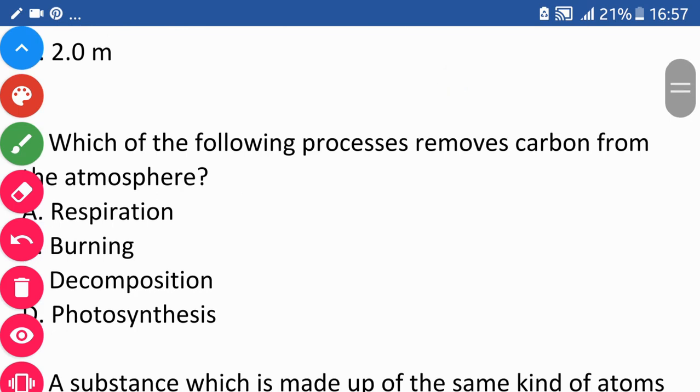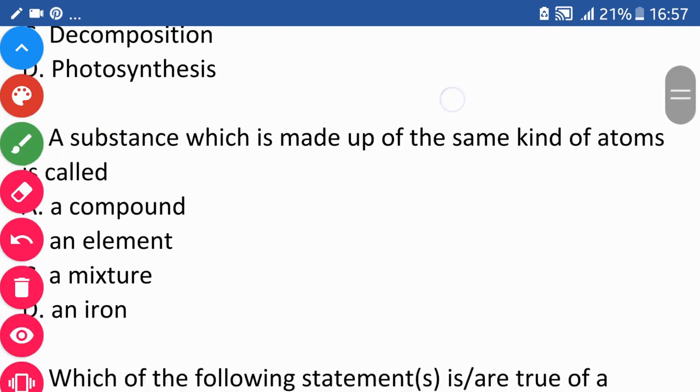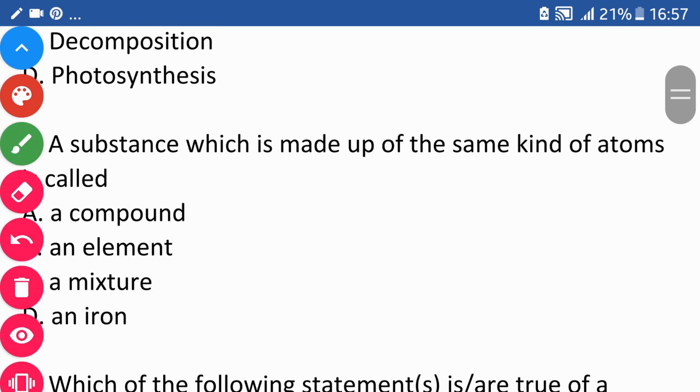Which of the following processes removes carbon from the atmosphere? Photosynthesis, so D. Photosynthesis removes carbon from the atmosphere. A substance which is made up of the same kinds of atoms is known as an element.